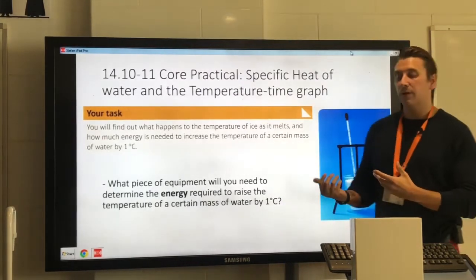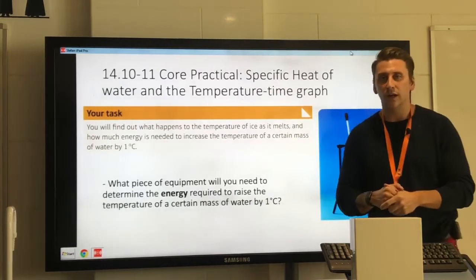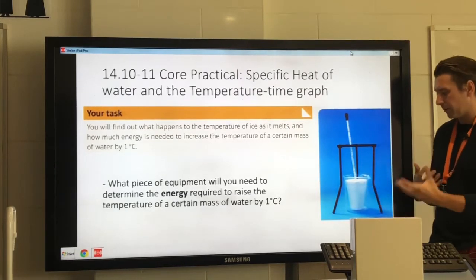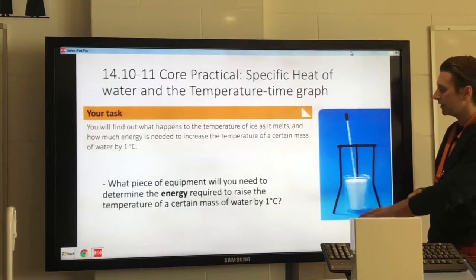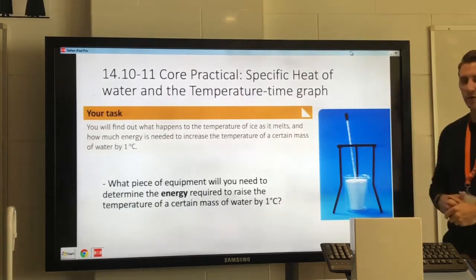On the other hand, you might want to do the core practical where you have to determine the specific heat capacity of water. Here's an image of the setup. Basically, you have a polystyrene cup. We'll talk about why polystyrene in a second. Glass beaker, quite a large thermometer, so you've got the tripod there just to hold your thermometer in place.